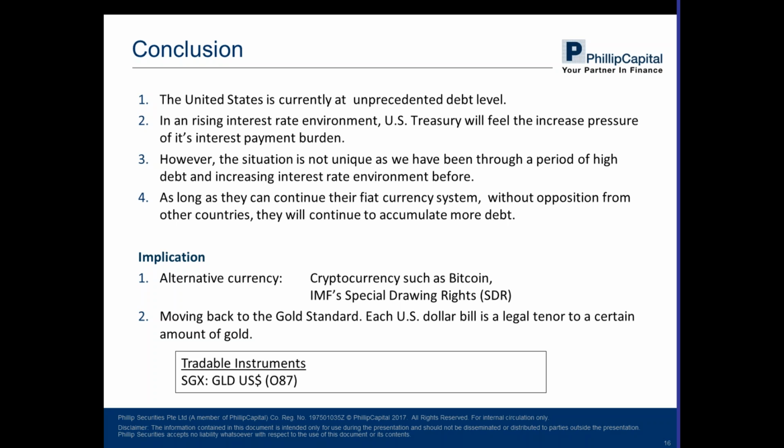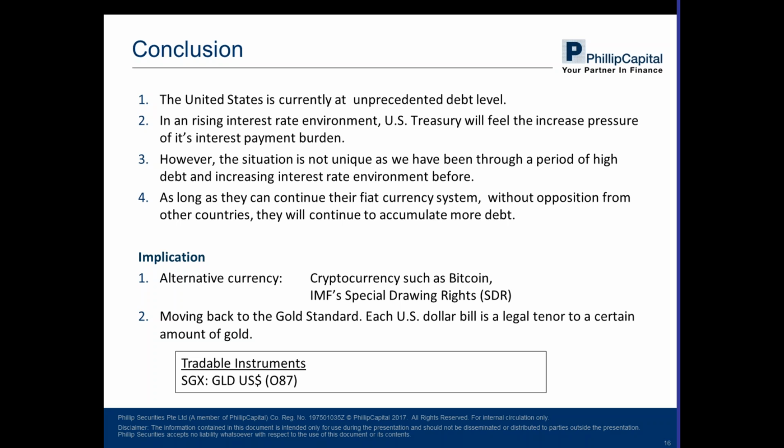However, in the long run, what are these implications? People are already looking at alternative currencies, the majority being cryptocurrency such as Bitcoin. And even China themselves have been experimenting with SDR, which is the special drawing rights issued by the IMF. Special drawing rights are a basket of currencies that is pegged and matched against.